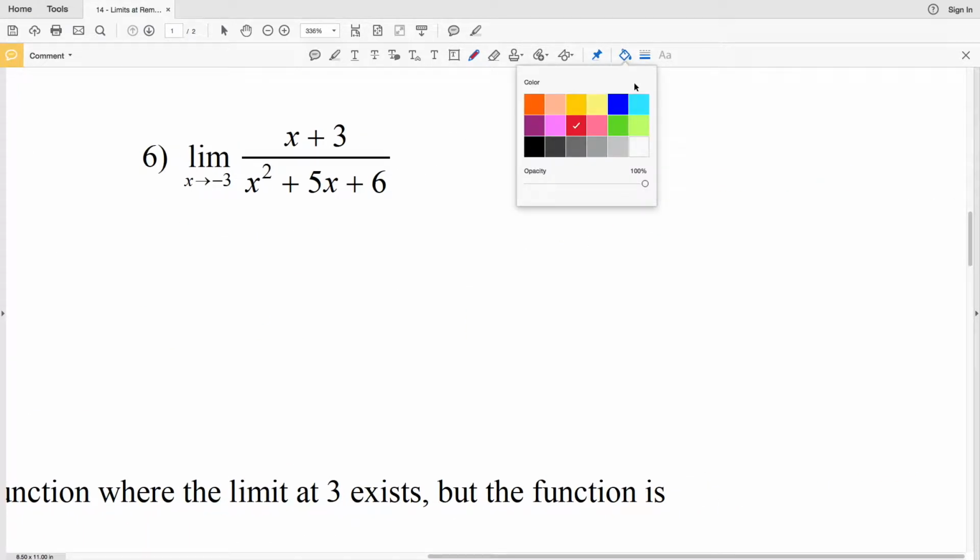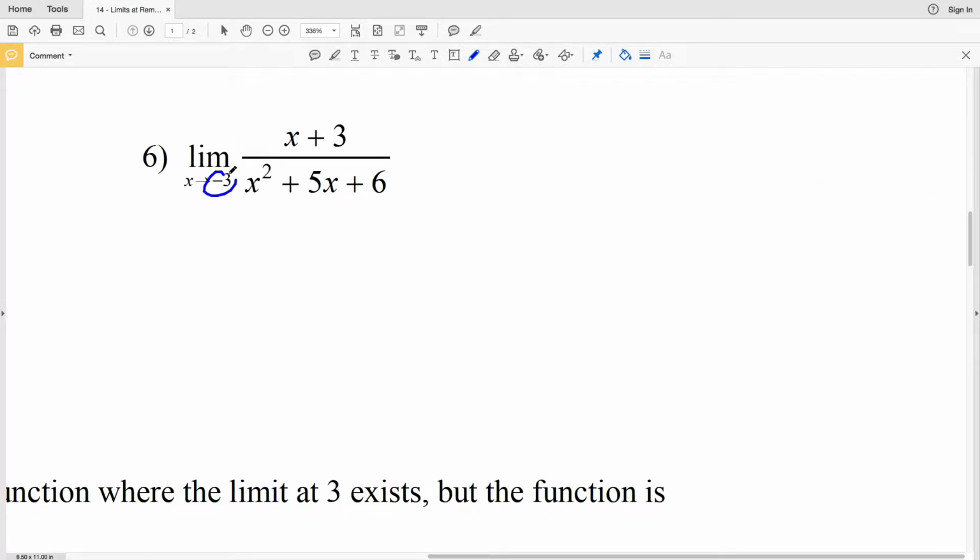And on to number 6, same thing. Plugging negative 3 in will result as 0 in our denominator. So we're going to need to simplify. And we'll simplify by factoring. So what two numbers multiply to give us 6 and add to give us 5? That's going to be 2 and 3. 2 times 3 is 6. 2 plus 3 is 5.